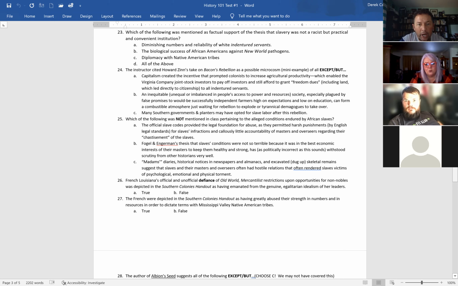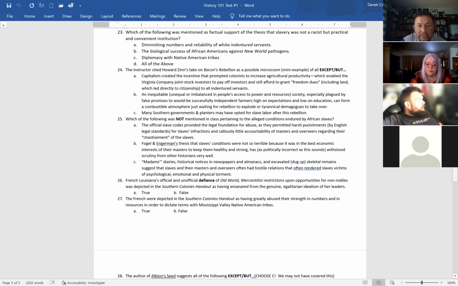Number 25, which of the following was not mentioned in class pertaining to the alleged conditions endured by African slaves? A, the official slave codes provided the legal foundation for abuse, as they permitted harsh punishments for slaves' infractions and callously little accountability of masters and overseers regarding their chastisement of the slaves. That's absolutely true. Just looking at the slave codes alone, right? Just having to pay a small fine and report it if, in the form of chastising your slave, you happen to kill him or her. And then if a slave raises his or her hand in an act of possible rebellion, there were to be severe penalties for such. It's no wonder, right, that you're going to have such abuses under slavery. The codes set it up that way.